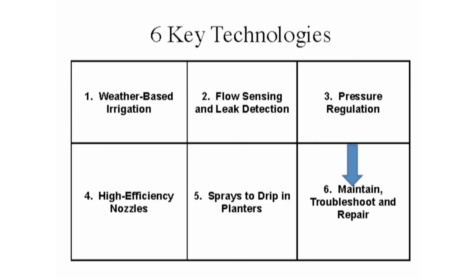Also, there's literature on the Master Gardener table about dealing with rabbits. There's one on gophers and things like that. So take advantage of the literature that's available. And our last area is really important. That's the maintain, troubleshoot, repair.